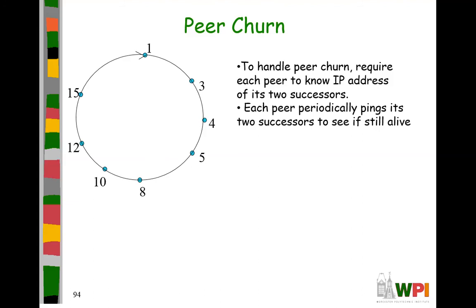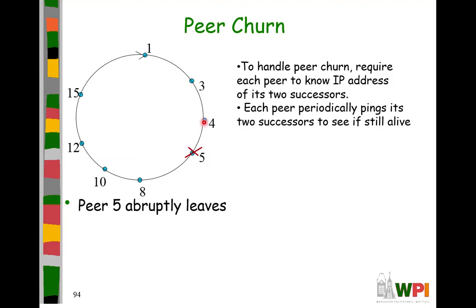Now what is peer churn? Suppose a peer, peer 5, wants to leave the network, so it switches itself off or leaves the network. If peer P5 abruptly leaves the network, then this circle, this chord, gets disconnected. So how to connect it again?